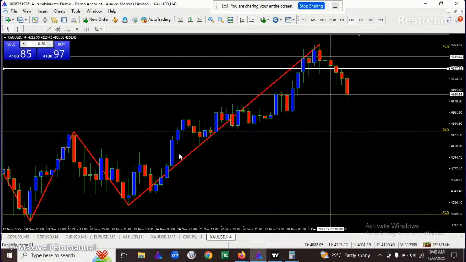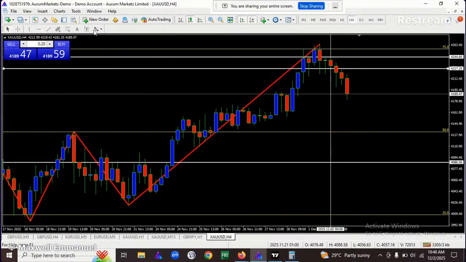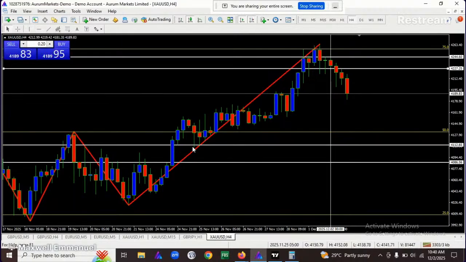So gold, we have this fair value gap here, and there was an attempt to fill this fair value gap at this point. So I believe gold is likely going to come and fill this fair value gap before going bullish.